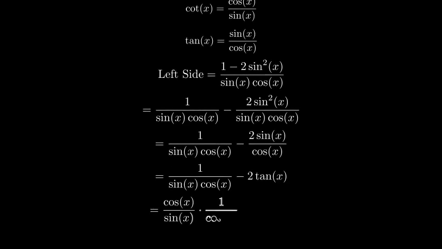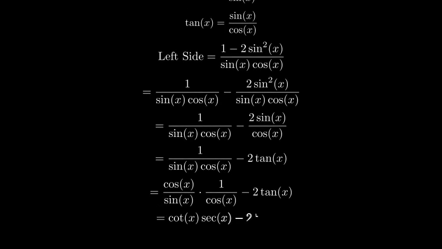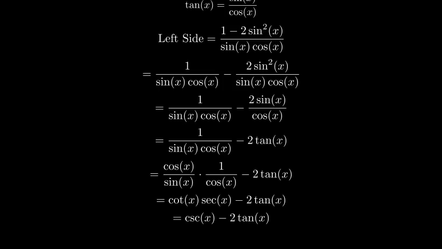For the first term, 1 over sine x cosine x can be rewritten as cosine x over sine x times 1 over cosine x. Cosine x over sine x is cotangent x, and 1 over cosine x is secant x. Now, recall that cotangent x times secant x equals cosine x over sine x times 1 over cosine x, which simplifies to 1 over sine x, which is cosecant x.